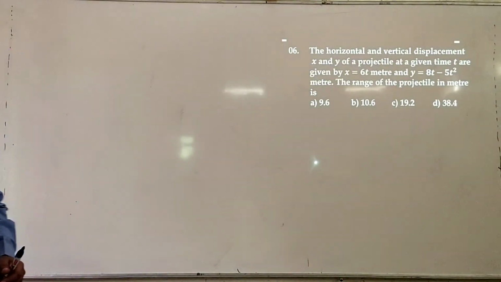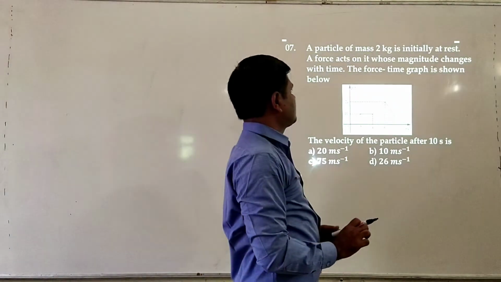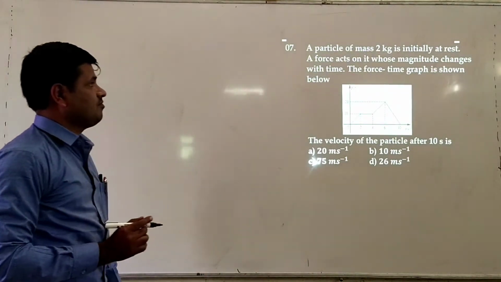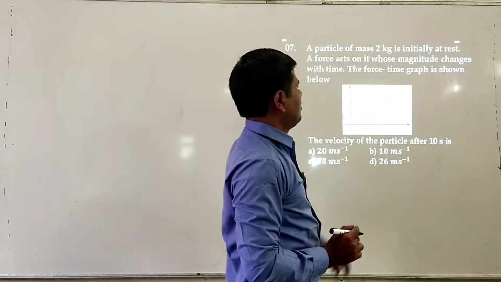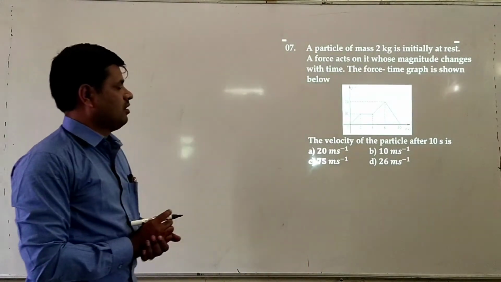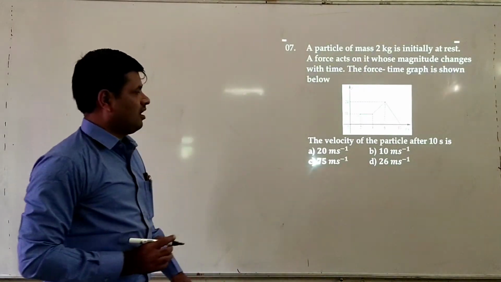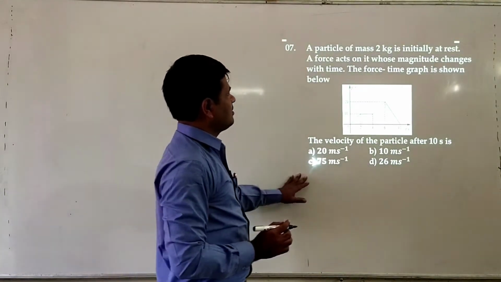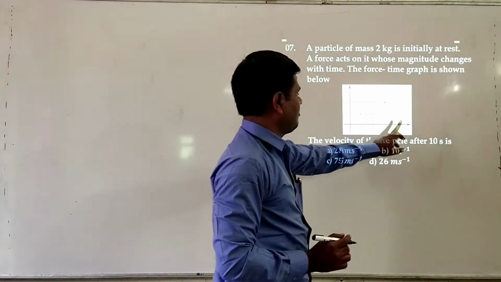Next, a particle of mass 2 kg is initially at rest. A force whose magnitude changes with time acts on it. The force and time graph is given. Here, the velocity of the particle after 10 seconds is asked. It starts from rest initially. The force and time graph is given here.